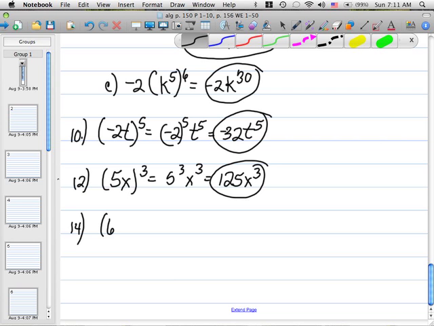Problem 14, we have 6x to the 3rd taken to the 2nd, so that's 6 to the 2nd power and x to the 3rd taken to the 2nd power. 6 to the 2nd power is 36. Multiply your exponents, that's x to the 6th.